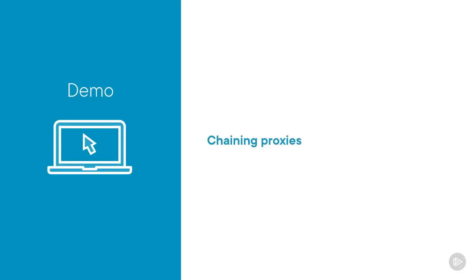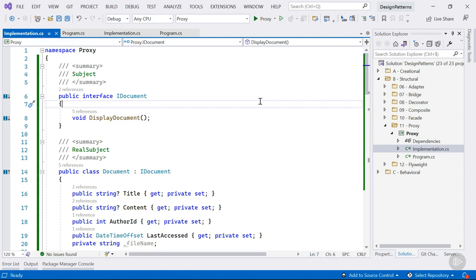In this demo, we will learn how to chain proxies. Let's think about a new requirement. Our document should only be displayed when users have the viewer role. We could build this in the document itself or in the document proxy, but that would lay too many responsibilities on one class. Instead, we can offload this access right decision to a new proxy.